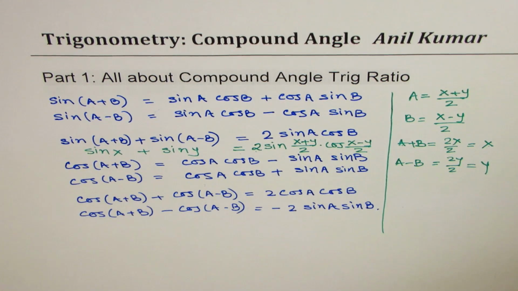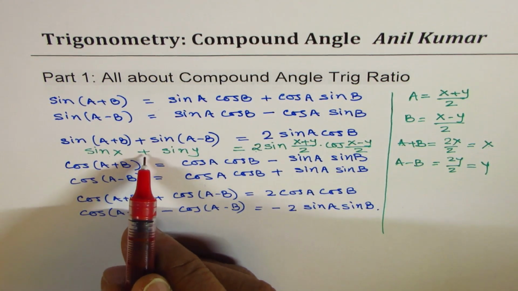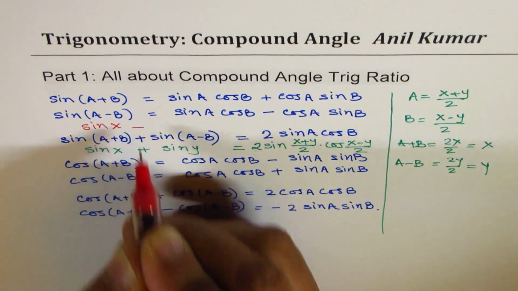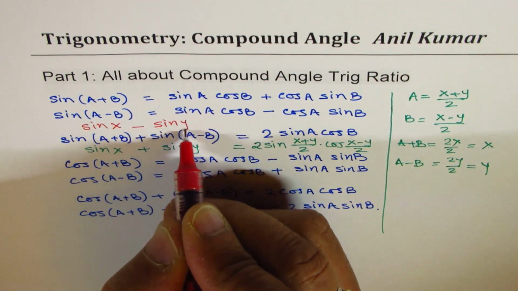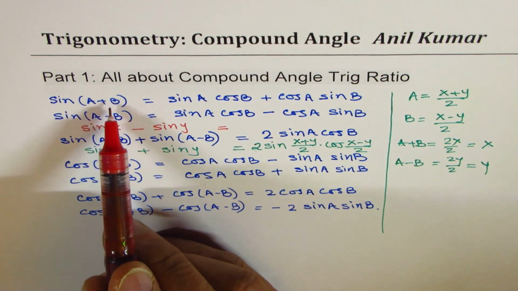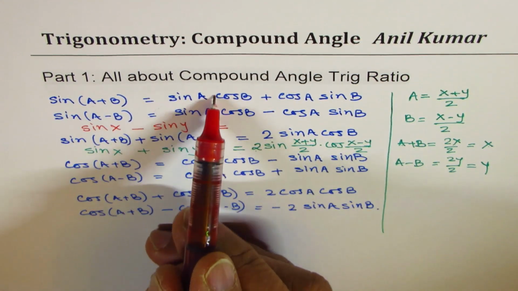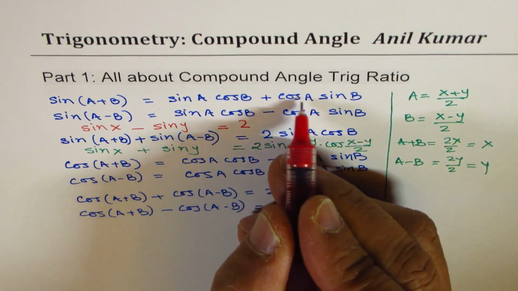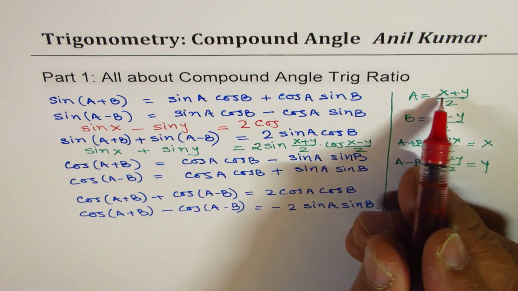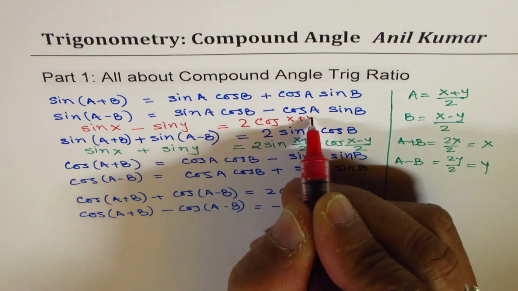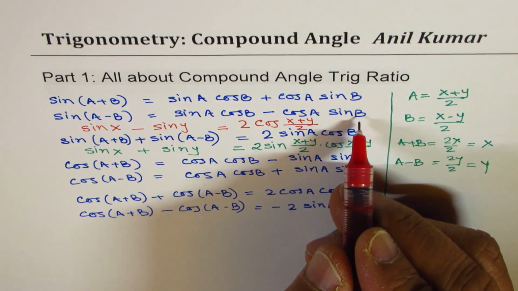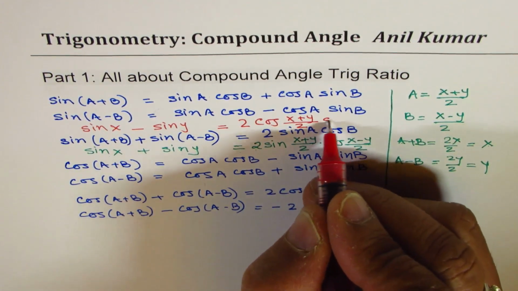Now, based on this, if we take minus here, then we get sine of x minus sine of y will be equal to what? Basically, we are subtracting this from the other one. So if you subtract these, the terms cancel, but you get twice cos A, which is cos of x plus y by 2, and sine of B, which is x minus y by 2.